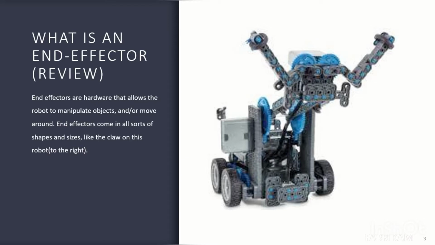And end effectors come in all sorts of shapes and sizes. Like this claw over here, you see this claw? That's also an end effector because it can move up and open and close with the help of this actuator. And so the claw can open and close, and that's an end effector because it can pick up a cube, for example.